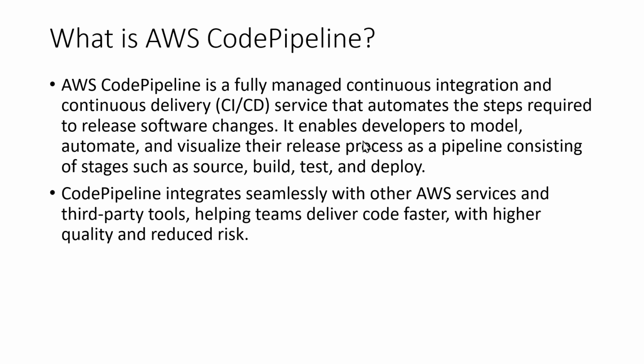Fine. So it enables developers to model, automate and visualize their release process as a pipeline consisting of stages, such as source, build, test, and deploy. CodePipeline integrates seamlessly with other AWS services and also with third-party tools. So we need to have additional libraries to use CodePipeline, helping teams deliver code faster with high quality and reduced risk.